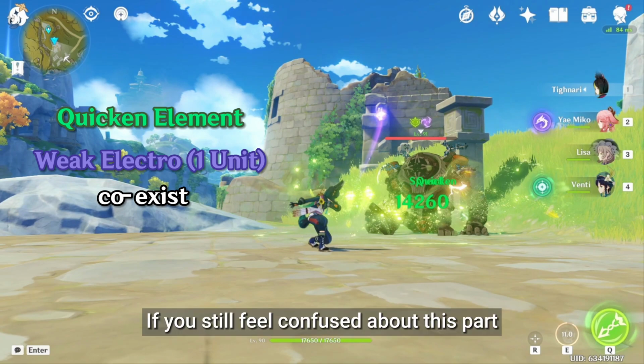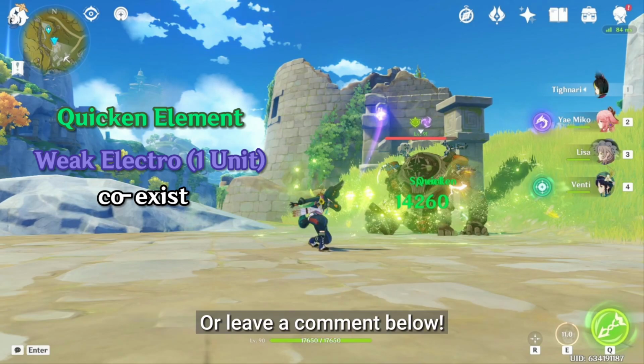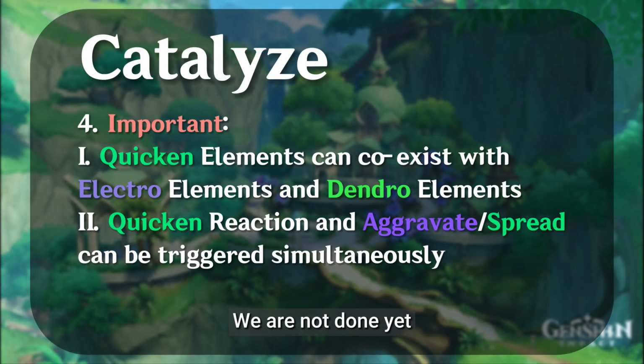If you still feel confused about this part, feel free to roll back and rewatch the examples at a lower speed, or leave a comment below. We are not done yet.